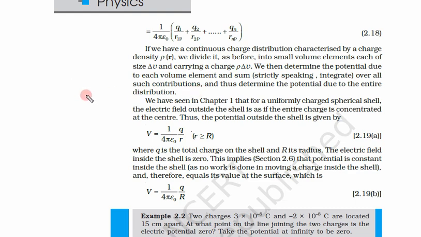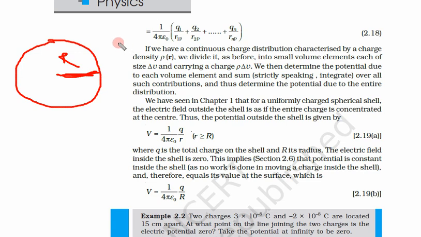We were seeing the potential due to a continuous charge distribution. So we considered the case of a thin spherical shell. The radius of this spherical shell is capital R, and first let us say the point P is outside, at a distance small r. So we found that there is an electric field at this point as if the whole charge is concentrated at the center of this spherical shell.